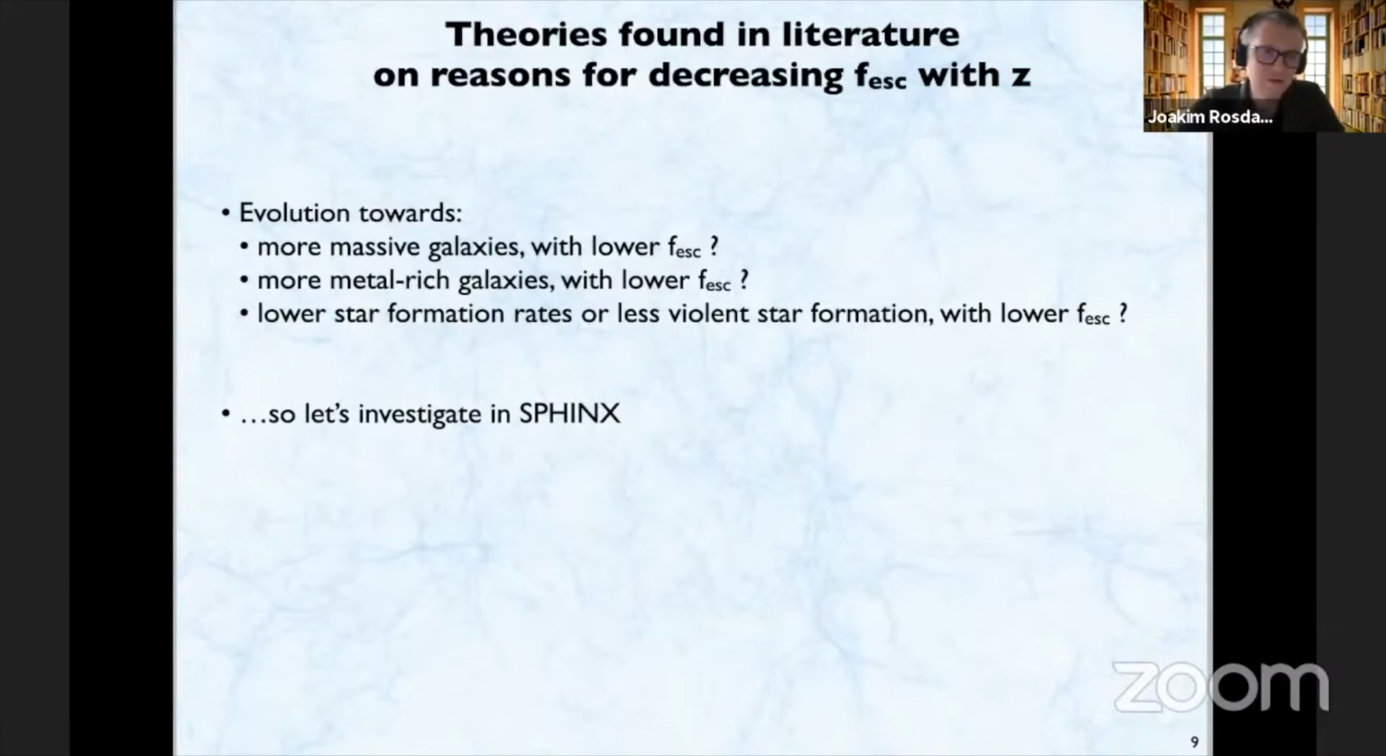There have also been suggestions that there is a lower intensity of star formation in the universe with time. And if we assume again that escape fractions are driven by feedback from star formation, then this should also lead to a decrease in escape fractions with time. So let's investigate this in the SPHINX simulations.